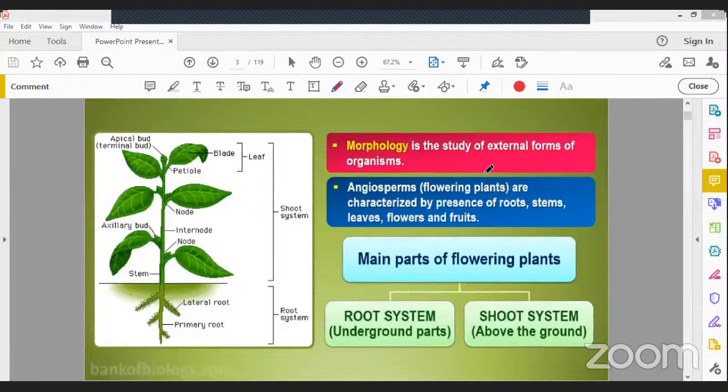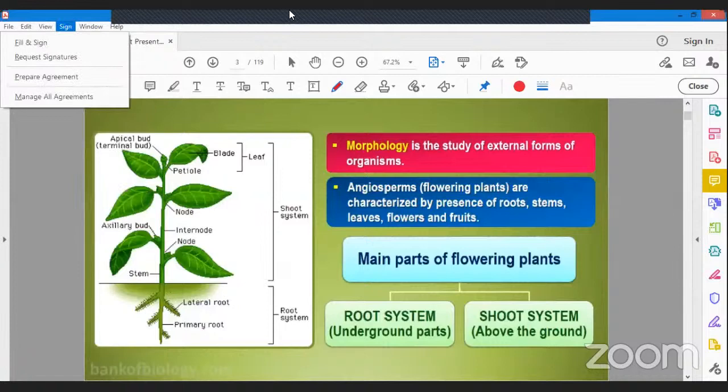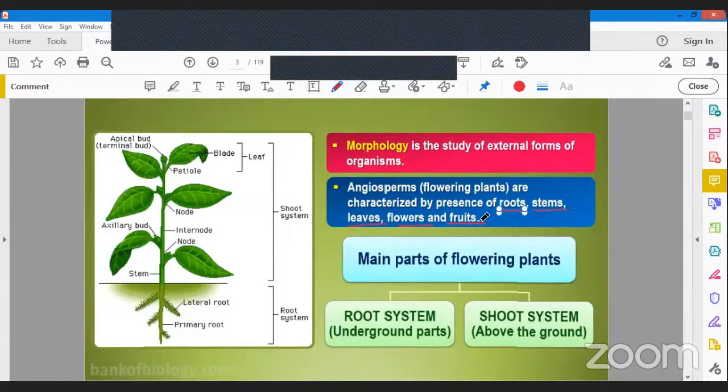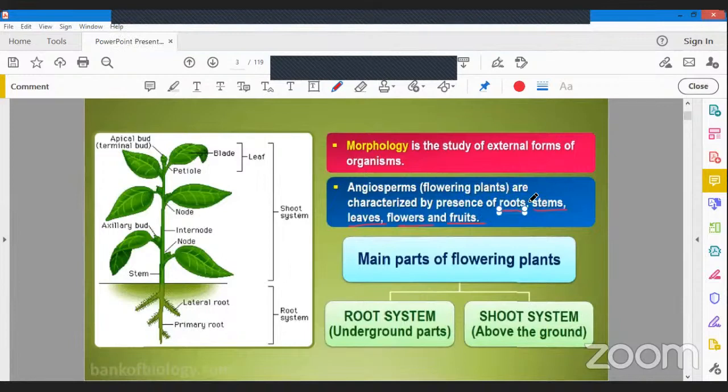What is morphology? Morphology is basically the study of external forms of an organism. We study how the organism looks from the outside. What are angiosperms? Angiosperms are flowering plants characterized by the presence of root, stem, leaves, flowers and fruits. Angio means covered. They have covered seeds, and their body is completely differentiated into root, stem, leaves, flowers, and fruits.